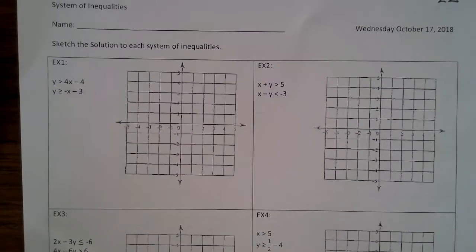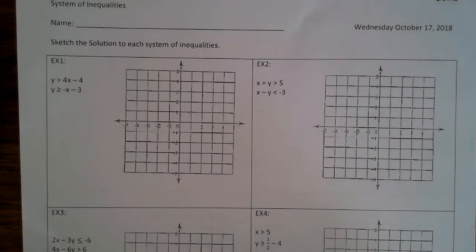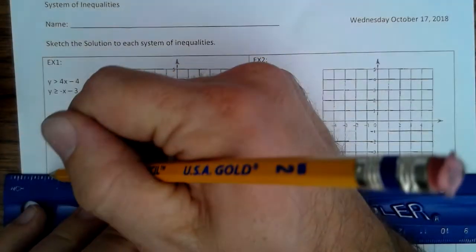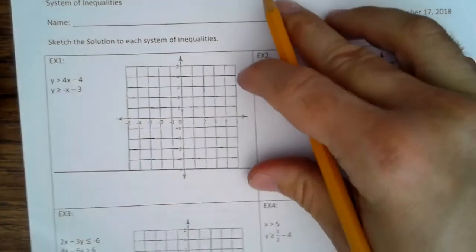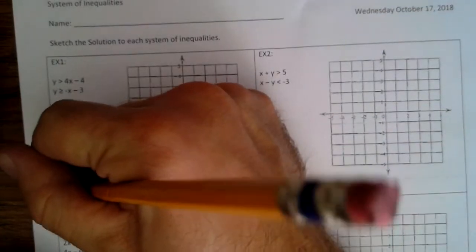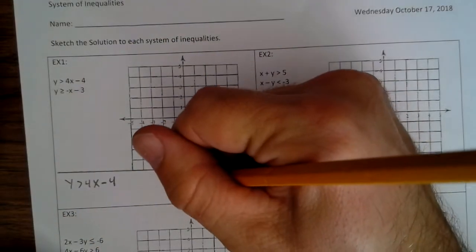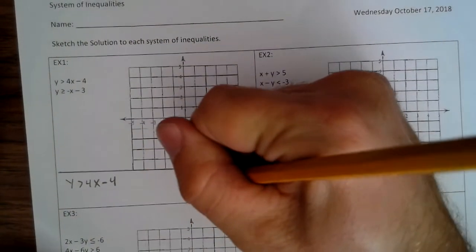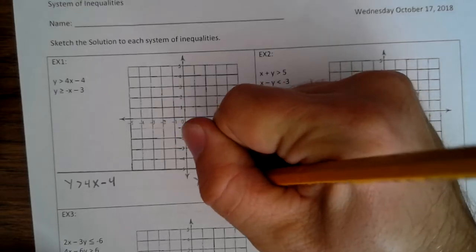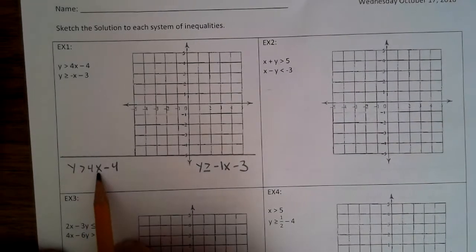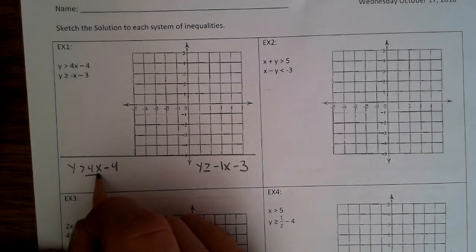For example 1. Okay, it says guess the solution to each system of inequalities. Now, before we do that, what we need to do is look at these inequalities. So let's look at y greater than 4x minus 4, and let's look at y greater than or equal to negative 1x minus 3. Now, the reason I wrote them down here is because the number in front of x is slope, and slope is always a fraction, so we're going to divide by 1.